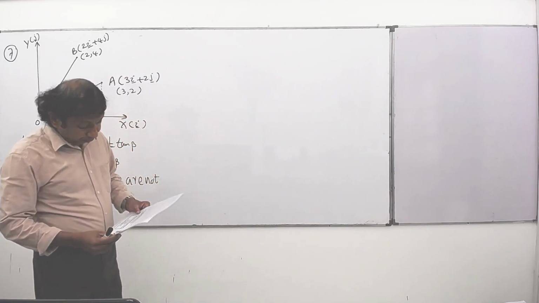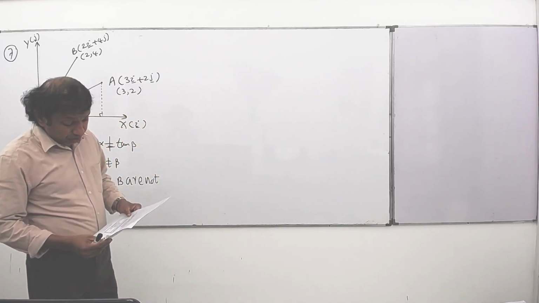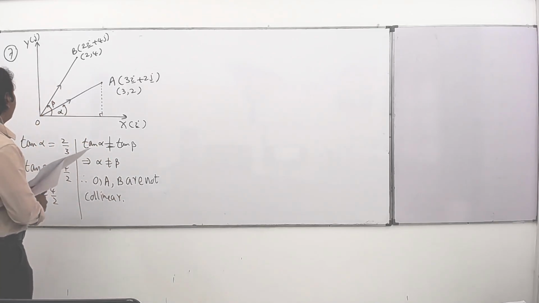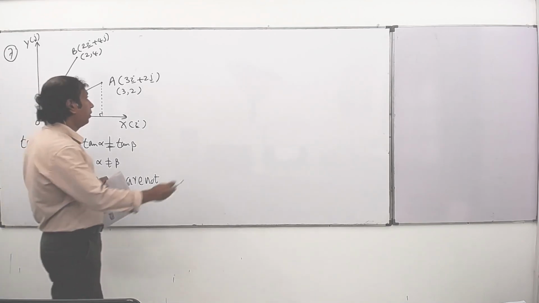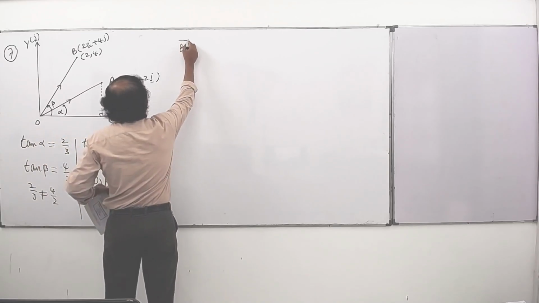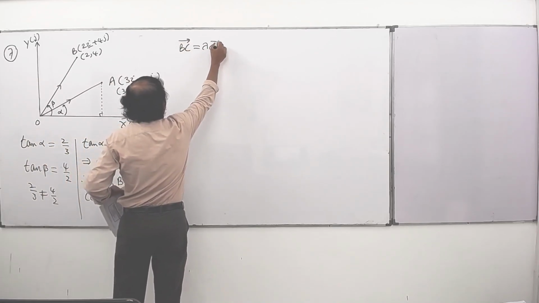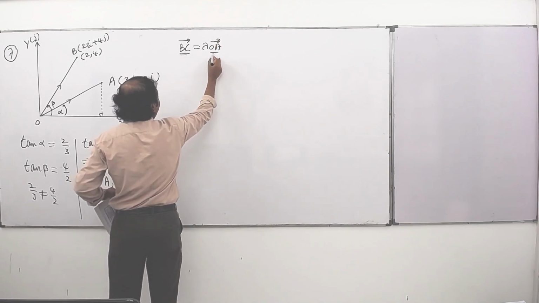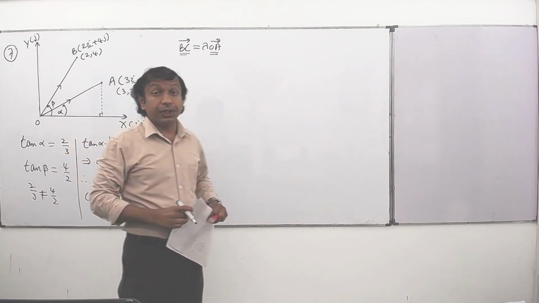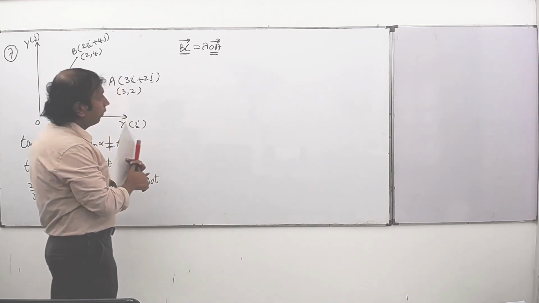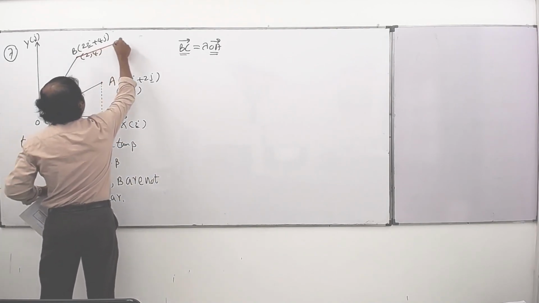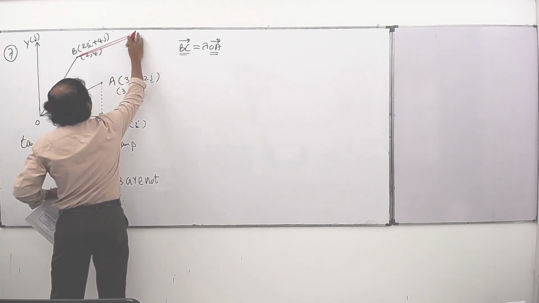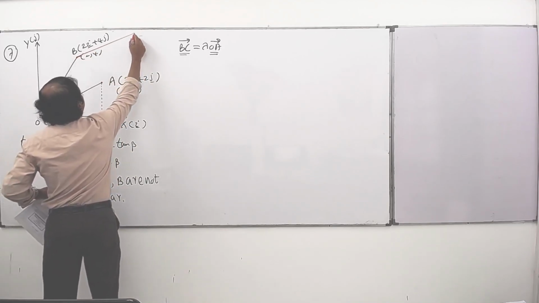Next part asking, let C be the point such that BC equals lambda OA. BC equals lambda OA means, people, the BC vector and OA vector must be parallel to each other, right? So then I can draw it like this. This should be point C.